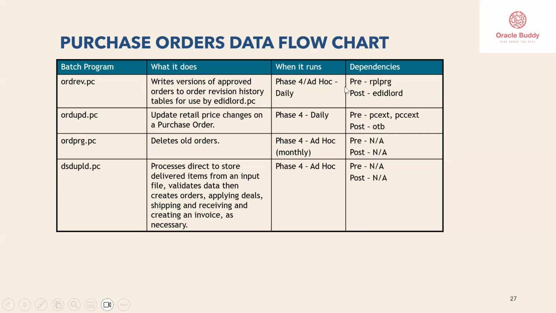Before running order ref, there is a pre-dependency that ripple purge should be completed, and after order ref, EDI, DLO or DBAT should run. Similarly, for order update, PCXT and PCCXT should run. For order purge, there is no pre and post dependency, and for DSD upload also, there is no pre and post.